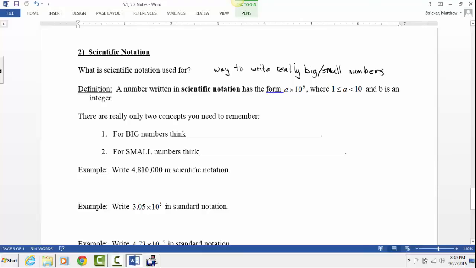A number is written in scientific notation if it has the form a times 10 to the b power. Notice a has to be greater than or equal to 1 but less than 10, which means it has to be a single digit number. It can have a decimal part, but the a part has to be between 1 and 10. So it can't be 10 or above. And then b has to be an integer, which means b has to be a whole number, but it can be positive or negative.